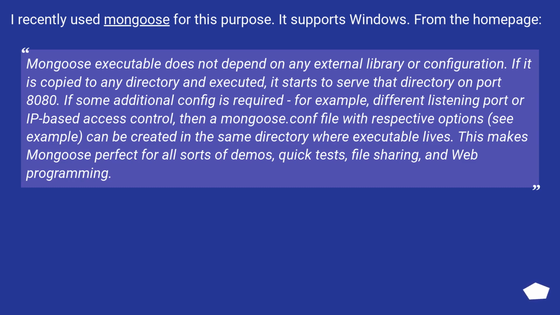If some additional config is required, for example, different listening port or IP-based access control, then a mongoose.conf file with respective options, see example, can be created in the same directory where the executable lives. This makes Mongoose perfect for all sorts of demos, quick tests, file sharing, and web programming.